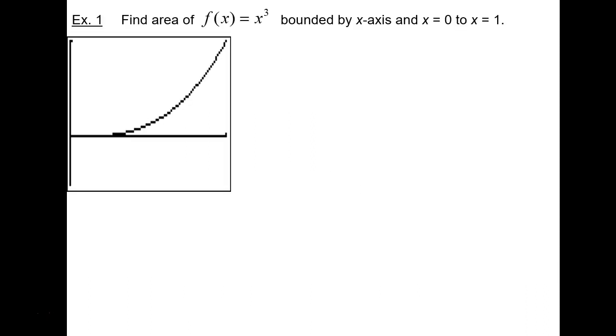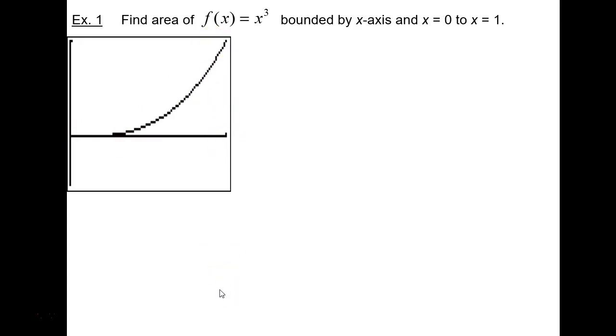Let's try another one. Find the area of the function f of x equals x cubed, bounded by the x-axis, and from x equals 0 to x equals 1. So I've got a picture of it. This actually goes through the origin, this function. It's a little hard to tell from this picture, but it goes through the origin. So I want to go from 0 to 1.